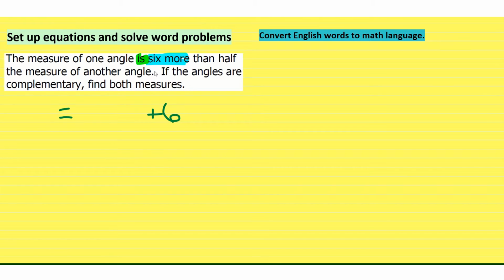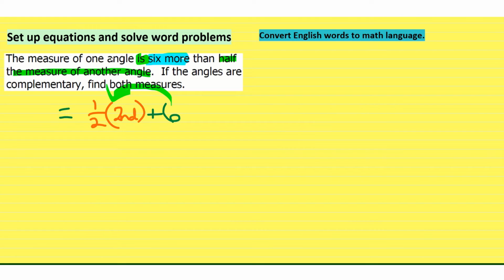So now let's go back to the 6 more. The measure of one angle is 6 more than what? 6 more than half the measure of another angle. So the 6 more is going to be 6 more than half of the measure of another angle. So I'm going to put 1/2 the measure of a second angle. Does that make sense? We're going to call it the second angle.